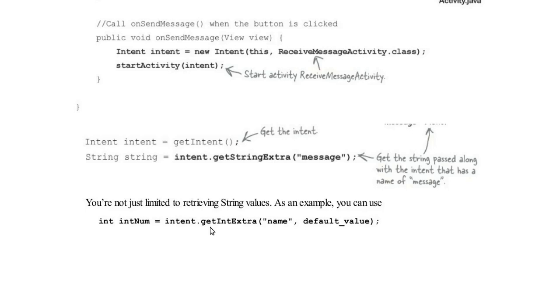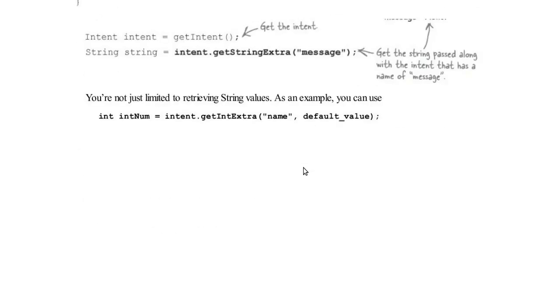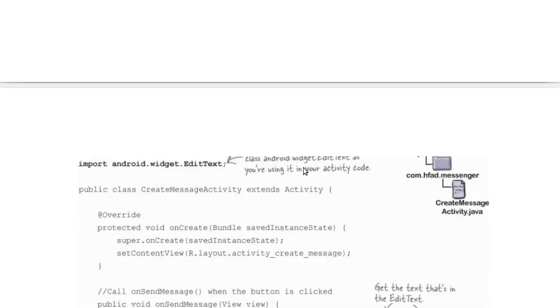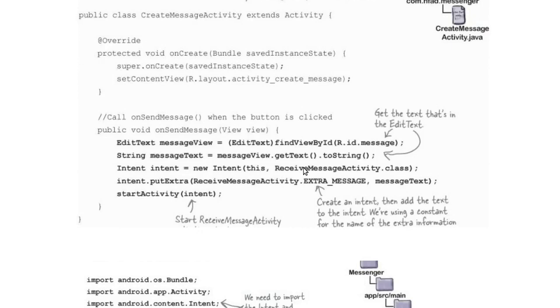So we need first to set, and then we need to get. For that we have methods like get string extra or set string extra. So we have a string message, so we write intent dot get string extra message, or we can put extra. So first we have to put, then we have to get.